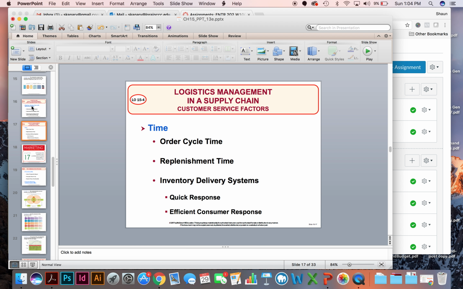When we talk about time, customer service factors, order cycle time, replenishment time, inventory delivery systems, we talk about companies like grocery stores, whether it's first in, last out, just in time inventory. There are different concepts here that we have to keep in mind, that customer service helps us dictate what we need to do as a company and as a logistics team. Customer service helps us govern that.